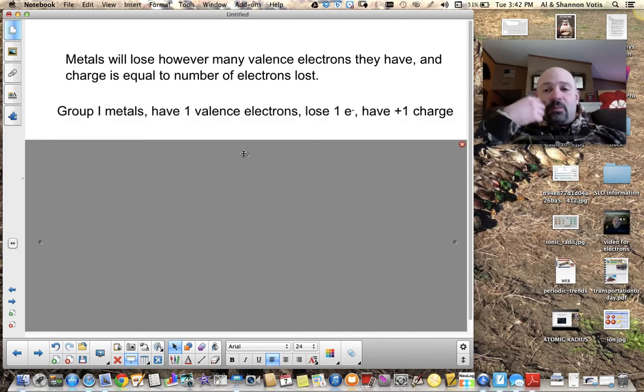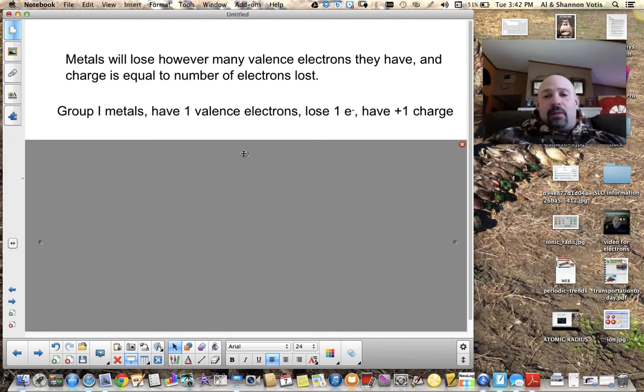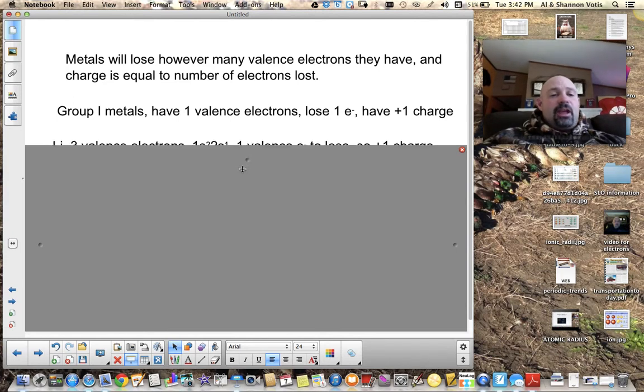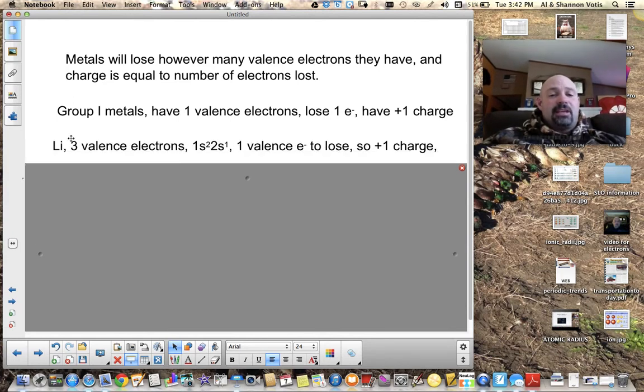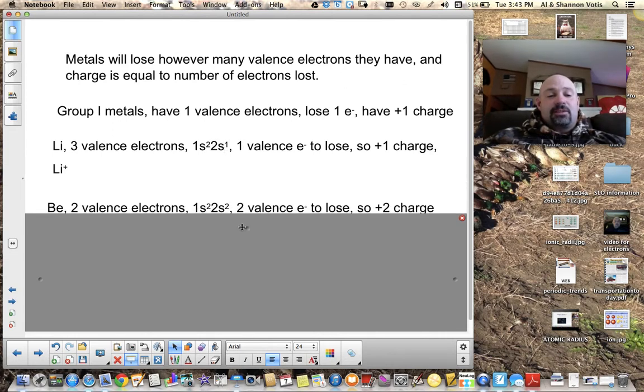And so if you talk about the group 1 metals, they only have one valence electron, so they're going to lose that one valence electron to give them a 1+ charge. On the other hand, if you take a group 1 metal, like, in this case, lithium, lithium has 3 electrons, 1s2, 2s1, only 1 electron is in the outer shell, that highest energy level, so it's going to lose that 1, giving a +1 charge, or Li+.